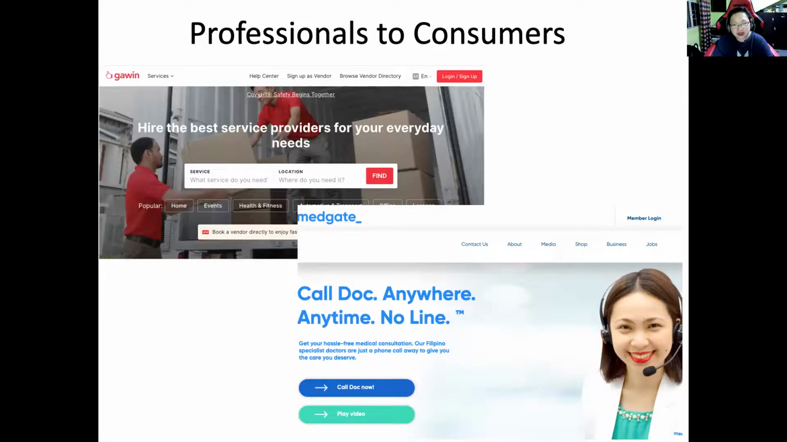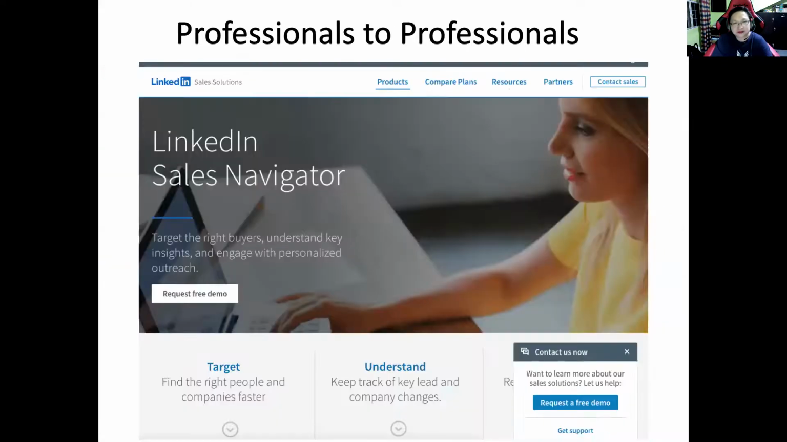Another example would be the likes of Medgate. And I guess it can also apply to Easy Consult, where you can go online, create an account, and give yourself the opportunity to have doctors or medical professionals take care of you, or answer your health related concerns through this platform.